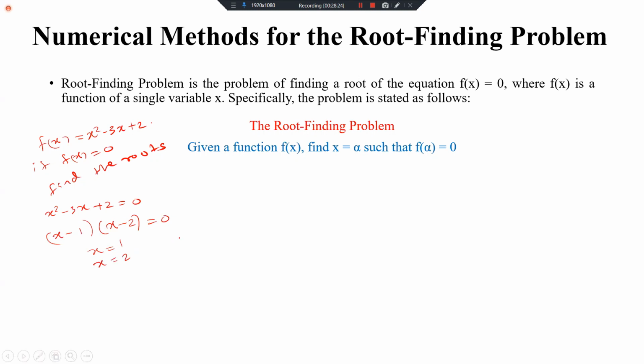Okay, if I substitute x equal 1 into f(x), just find the answer. What happened to f(x)? Then the answer is, and even check f(2) also.